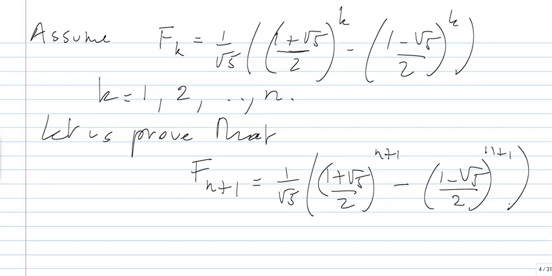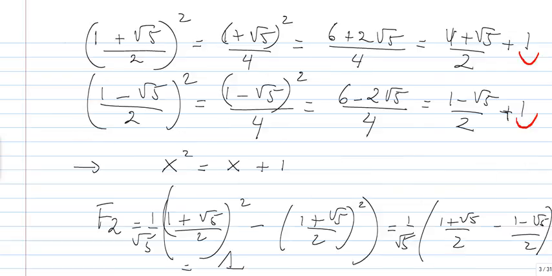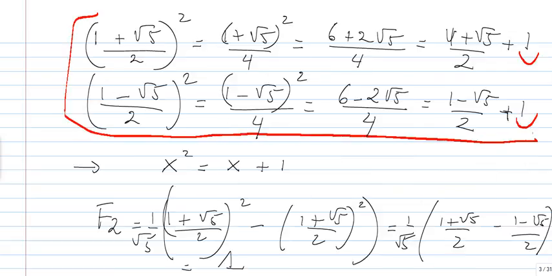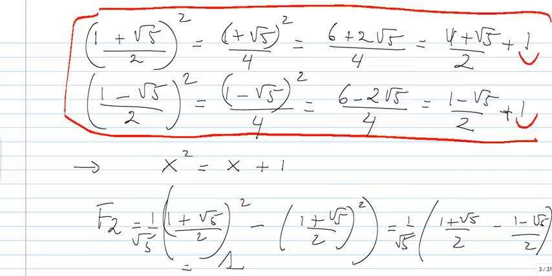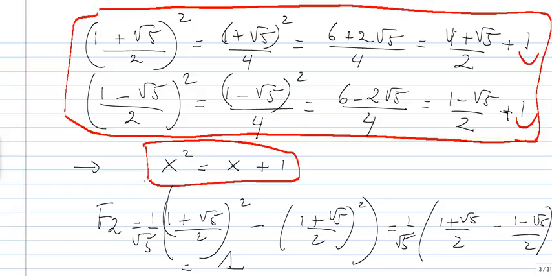This is where we are going to use the identity we just mentioned, which is exactly x squared equals x plus 1 when x is equal to 1 plus square root of 5 over 2 or 1 minus square root of 5 over 2.